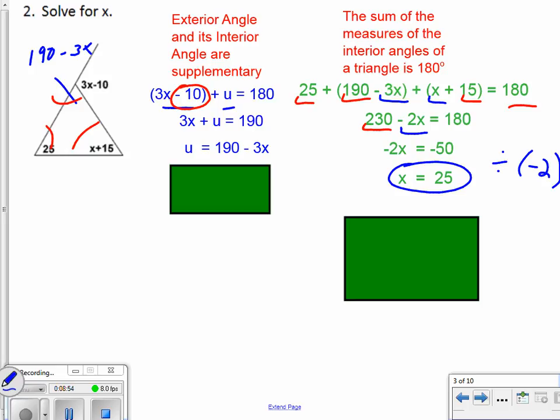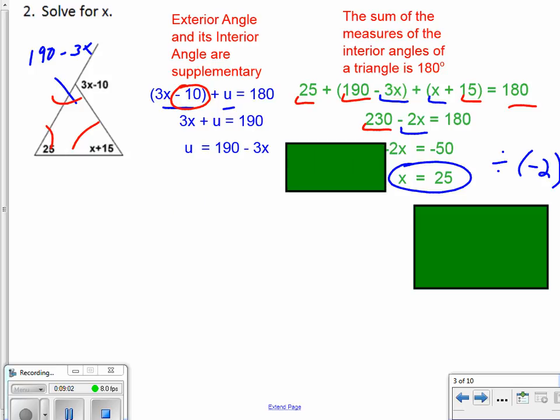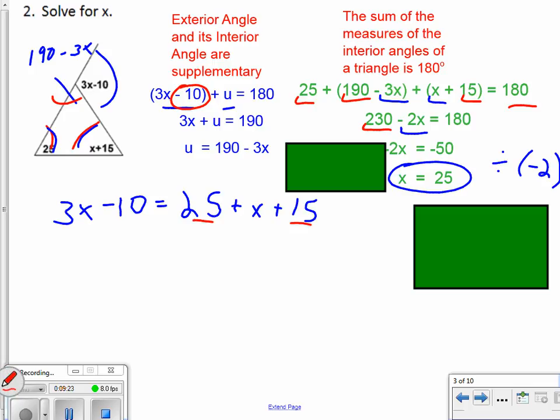So that was one quick way to solve it. X equals 25 in that case. Another fast way to solve it is, remember our theorem said that this one had to equal these two added up. So we could say 3x minus 10 equals 25 plus x plus 15. Working from there, this 25 and this 15 added up become 40 plus x is left on that side. This side is just 3x minus 10.